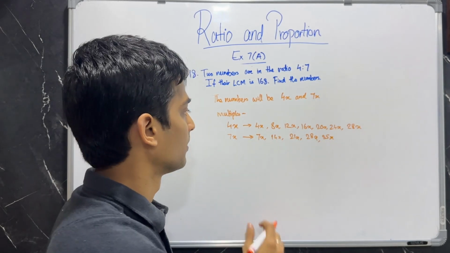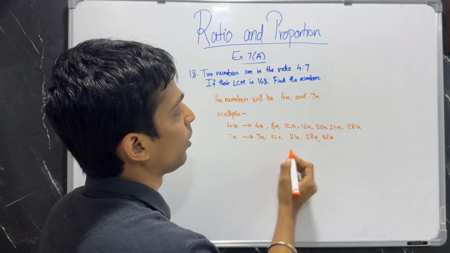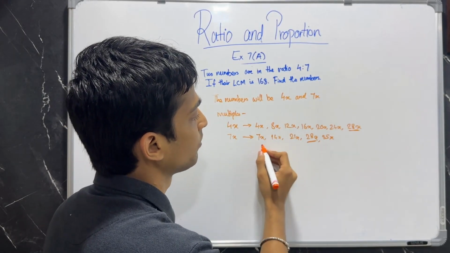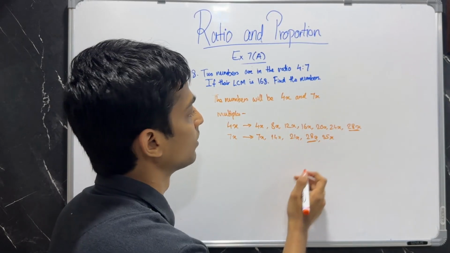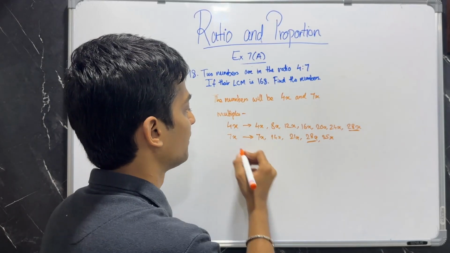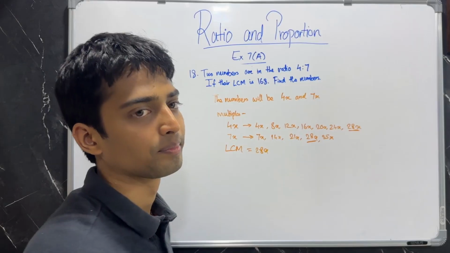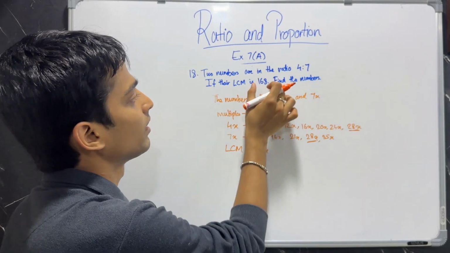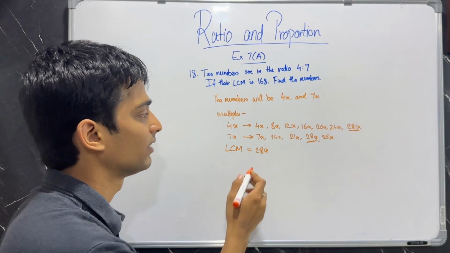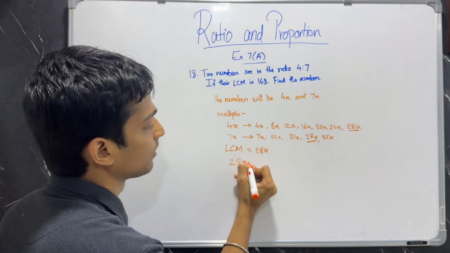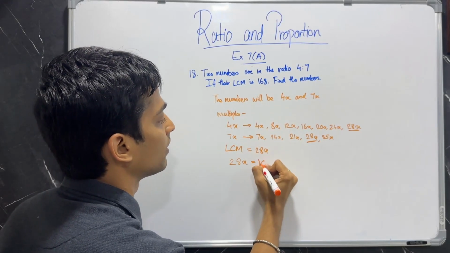Now as you see, there is a common multiple we have found. 28x is here and also here. And it's the first common multiple, the lowest common multiple. So the LCM is 28x. And in the question they have given 168 is the LCM. So let's equate them. So they both are equal. 28x is equal to 168.